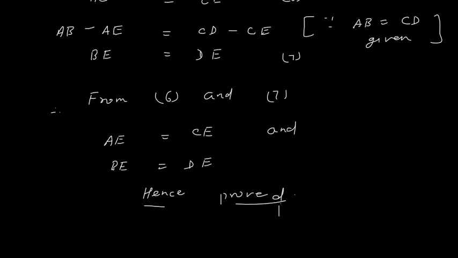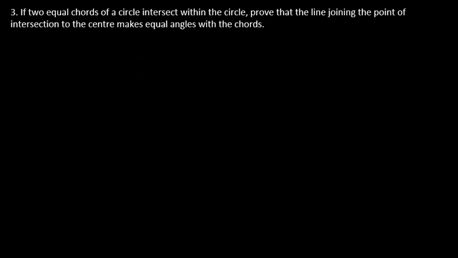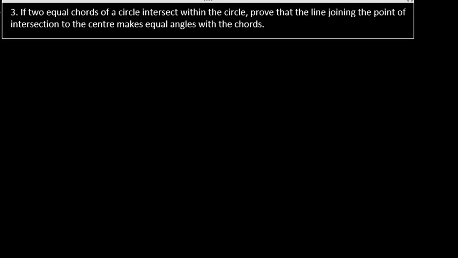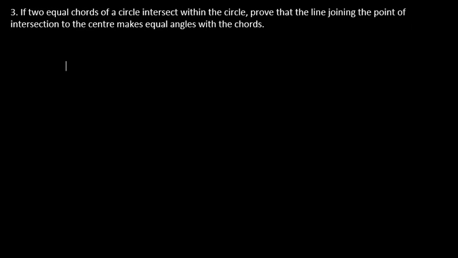Now let us move to the third question. If two equal chords of a circle intersect within the circle, prove that the line joining the point of intersection to the center makes equal angle with the chord.